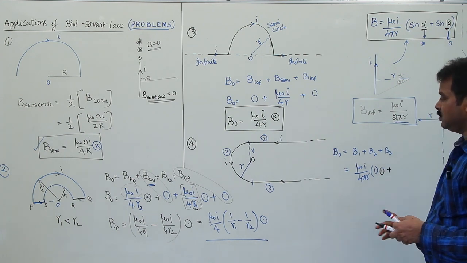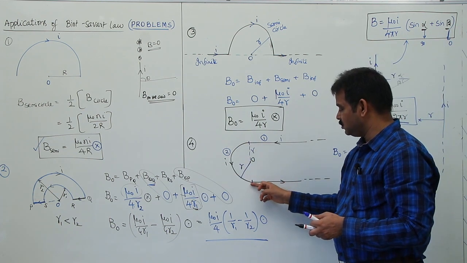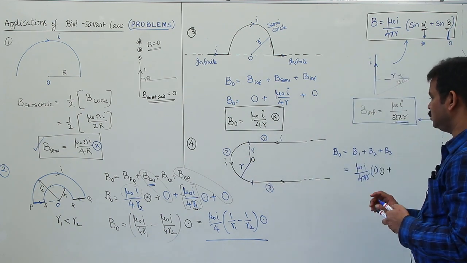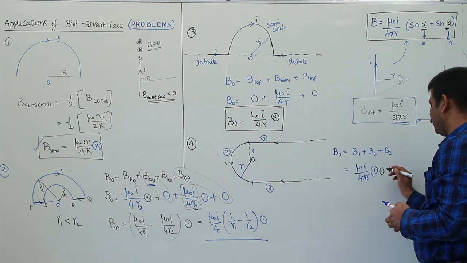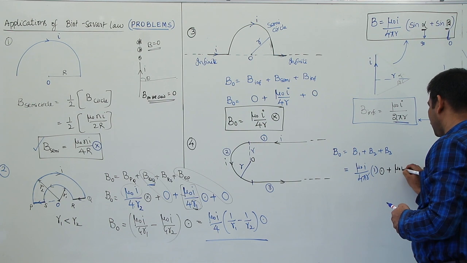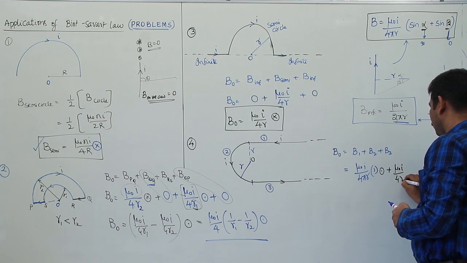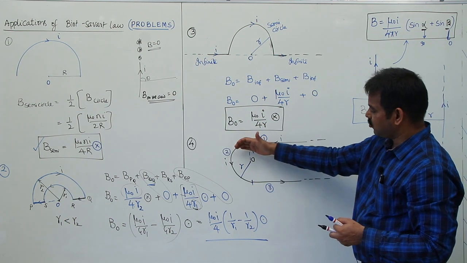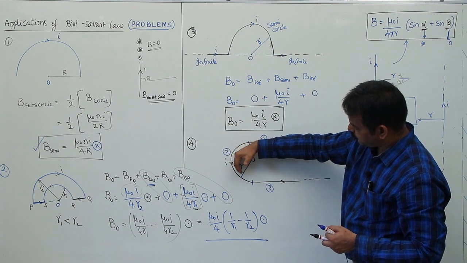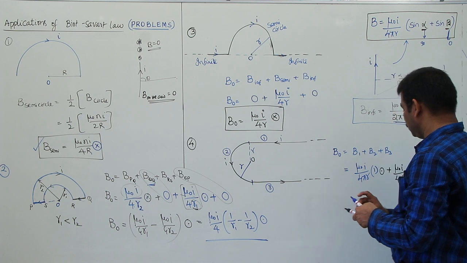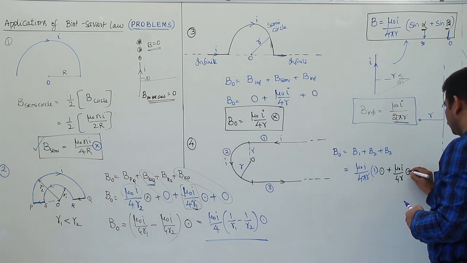Plus, what is the magnetic field due to this semicircular arc at the center? So this is half of the magnetic field here. We found this one, mu naught I by 4r. So this is mu naught I by 4r. But what is the direction of the magnetic field here? Here current is flowing in the direction of the curled fingers, so the thumb will be outwards. So this will be out.